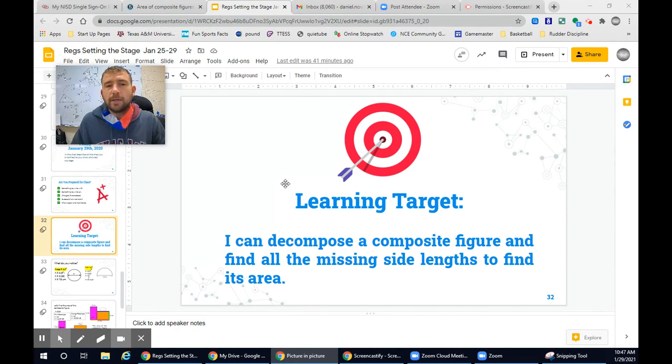Okay, so again, your learning target is I can decompose a composite figure and find all the missing side lengths, which is what we practiced yesterday, right? Then transferring those numbers to find its area. So again, we're looking for the area of the overall shape.